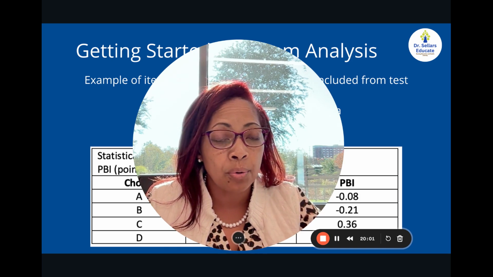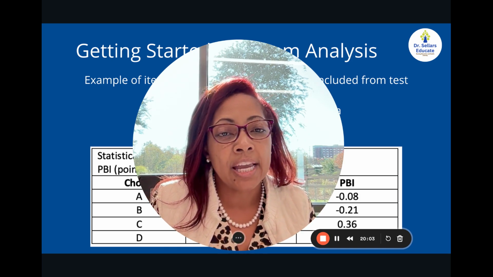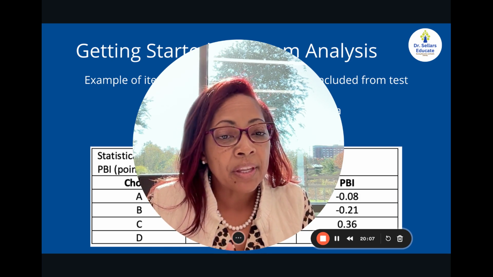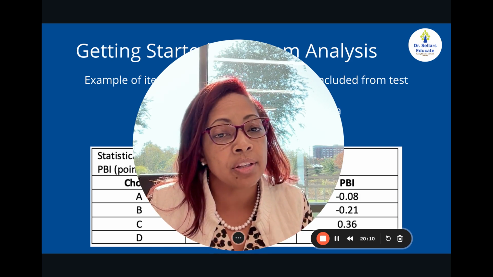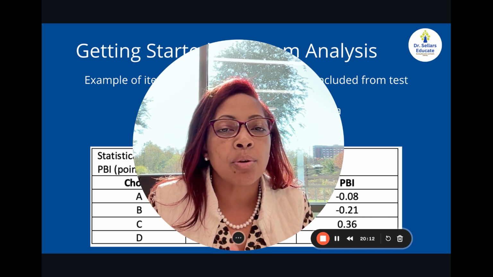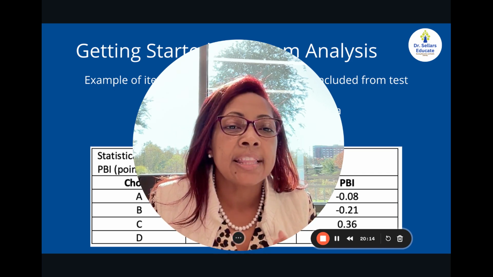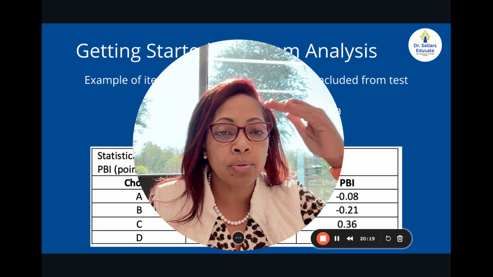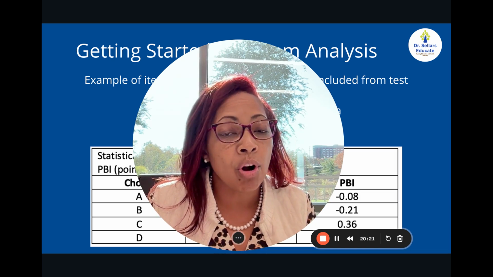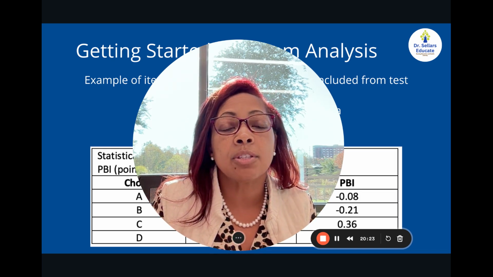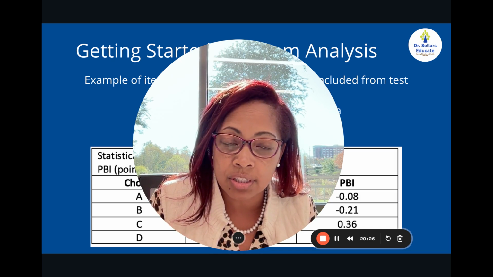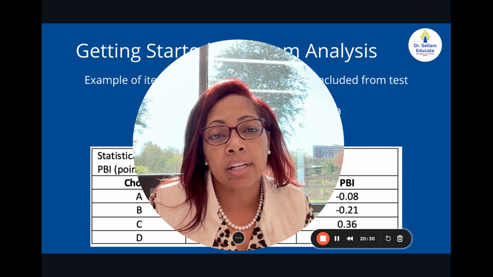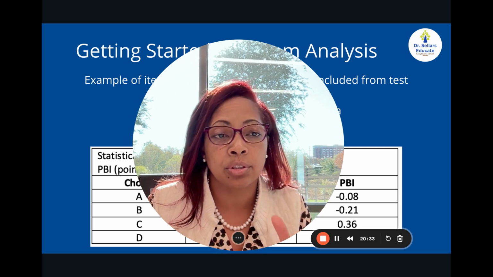when I look back at my mapping, if I see that my PBI for my correct option is positive and is strong positive, so it's greater than 0.30, then that is going to give me more confidence that I have developed a very valid and reliable exam because my high scoring students chose the correct option more often, and it was supposed to be a difficult question, and my students that scored higher on the exam chose the correct option more often than my low scoring students.